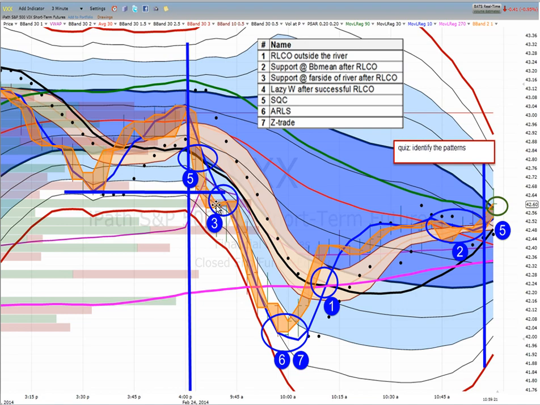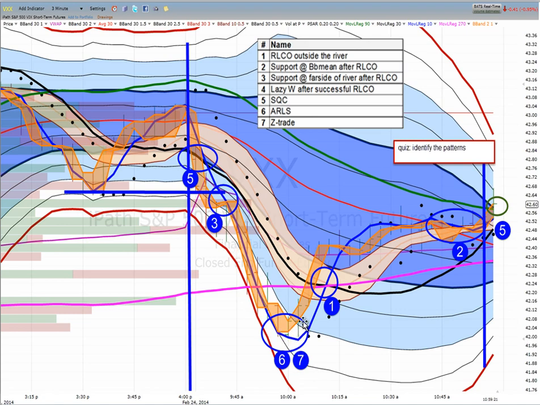It is successful in this direction on the short side, comes back to the edge of the river, and then gets rejected and starts failing again. That's what we mean by resistance at the far side of the river after an RLCO. And so area 3 is a place to get short again, or to add to your position if you're already short from 5. It moves down to 6 and 7.